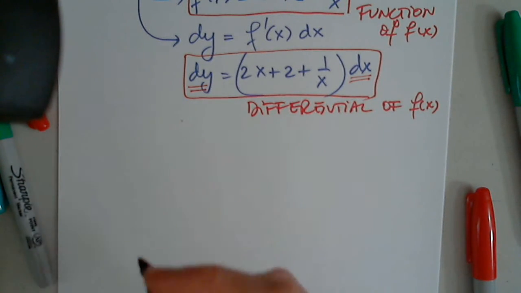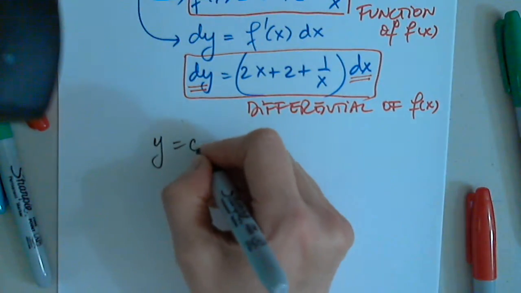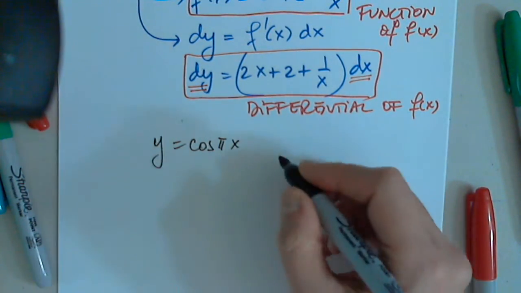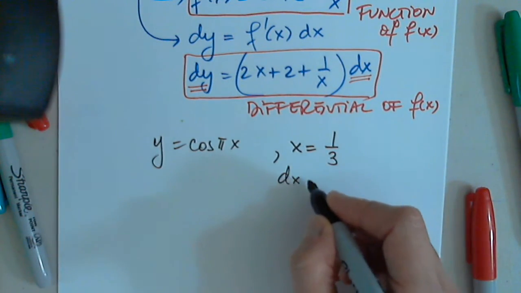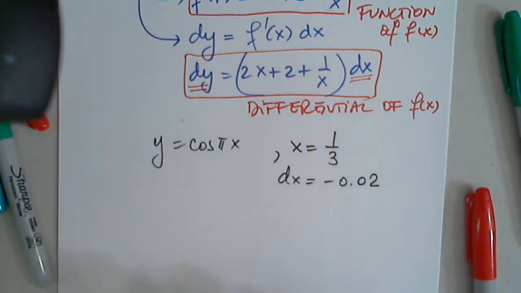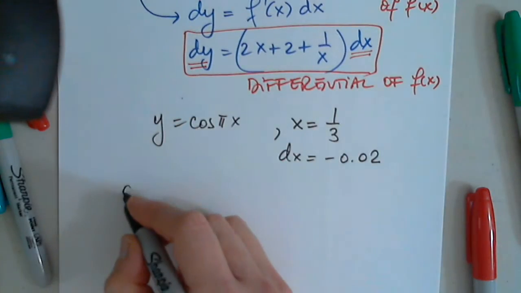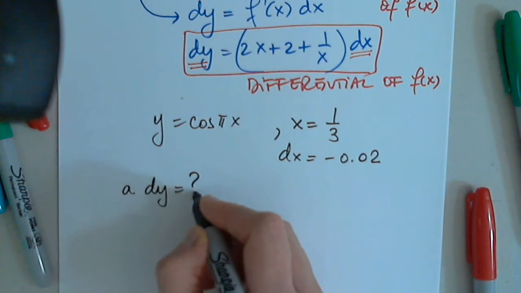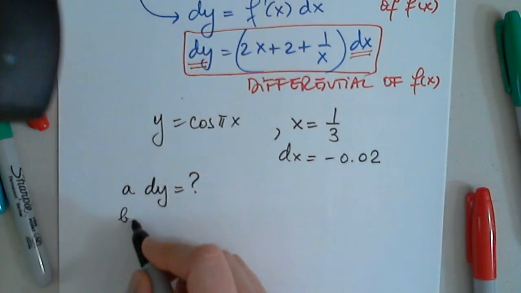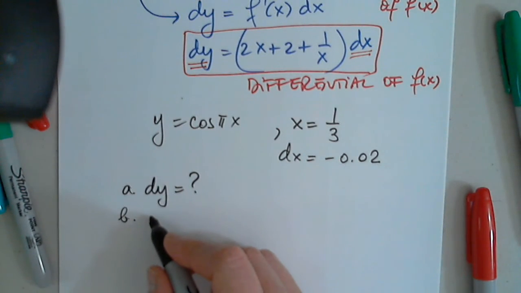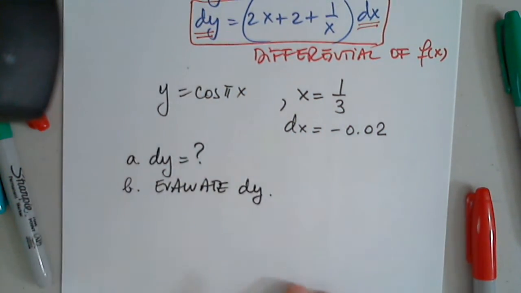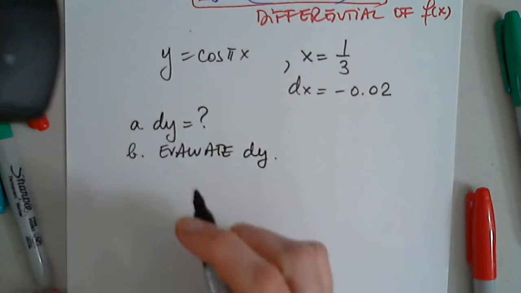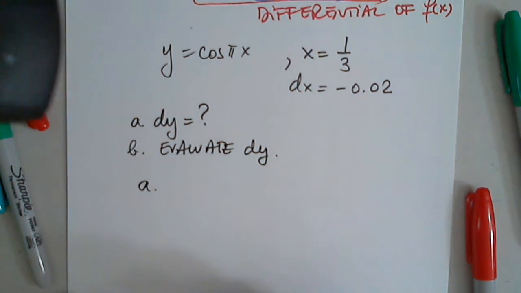But let's say we have y equals cosine pi x. We are given x equals 1/3. We are given dx equals negative 0.02. And we're asked to find part A, dy. And in part B, they want us to evaluate dy for the given information. Can anyone help with dy, please?